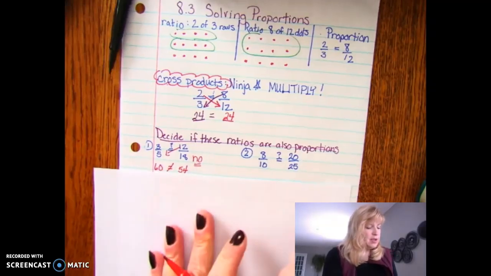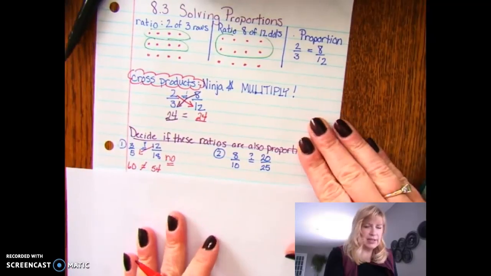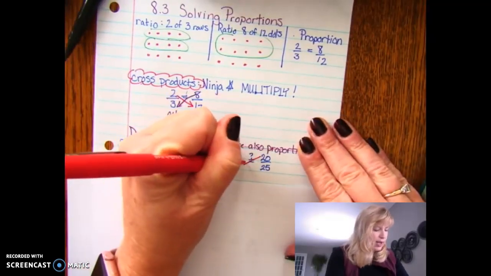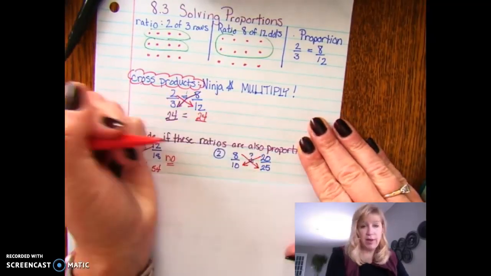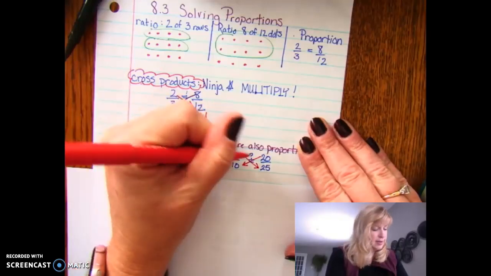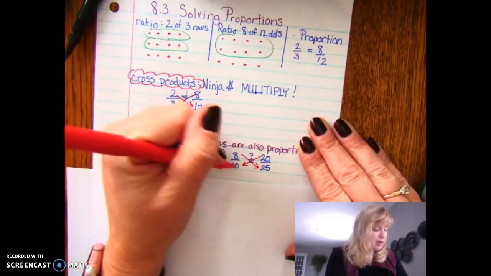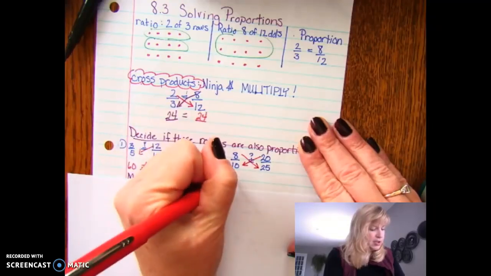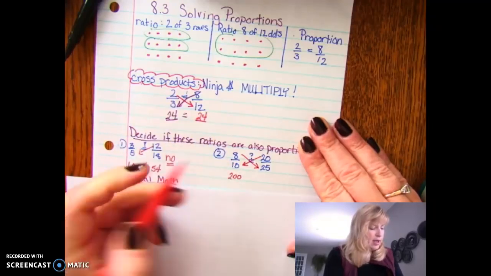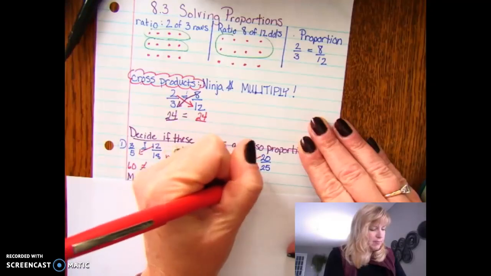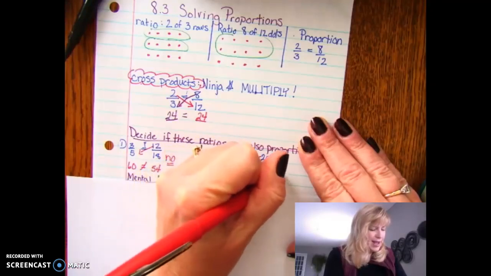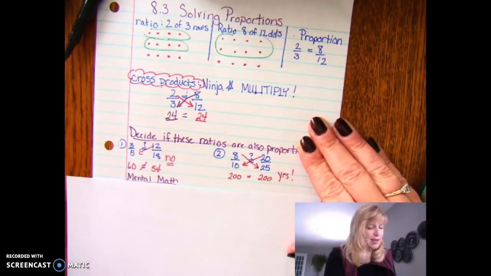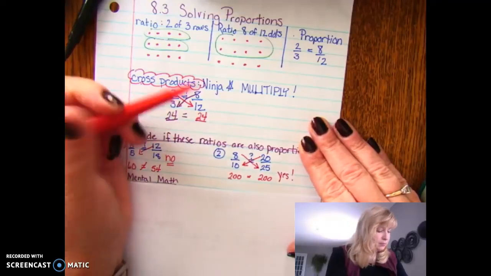Okay, so let's go on to number 2. Pause me, do the cross products, and tell me whether or not they are proportions. Okay, if you've paused me, I'm going to do 20 times 10, which is 200. 8 times 25, oh, it is 200. So yes, they are definitely proportions.